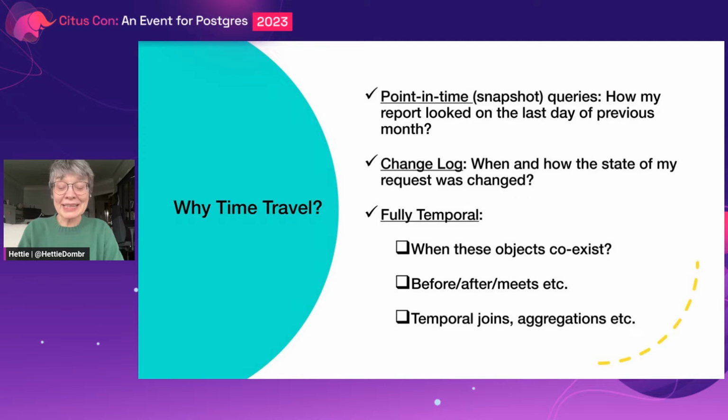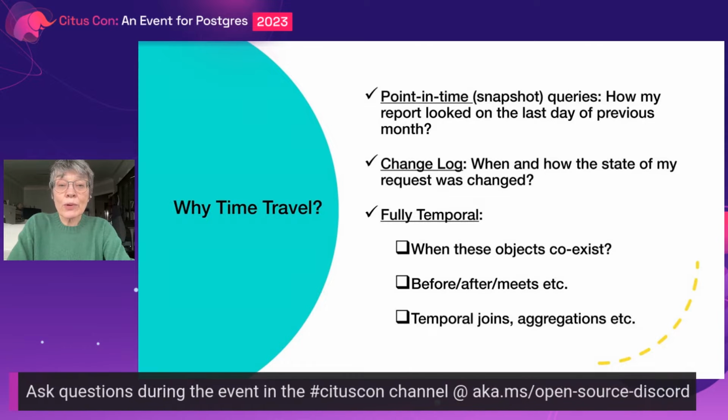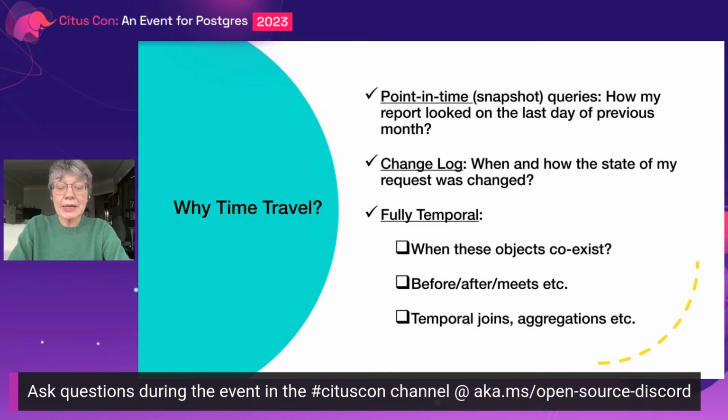So let's see what we want when we say we want time travel. What are the types of queries? What types of information do we want to obtain using temporal databases? First is point in time or snapshot queries. Something like, how did my report look on the last day of the previous month? And I do not mean parameters. Okay, I have this report, I ran it with the same parameters today as a month ago, and it looks different. Can I actually go back in time and run it as it was? So those are snapshot queries.